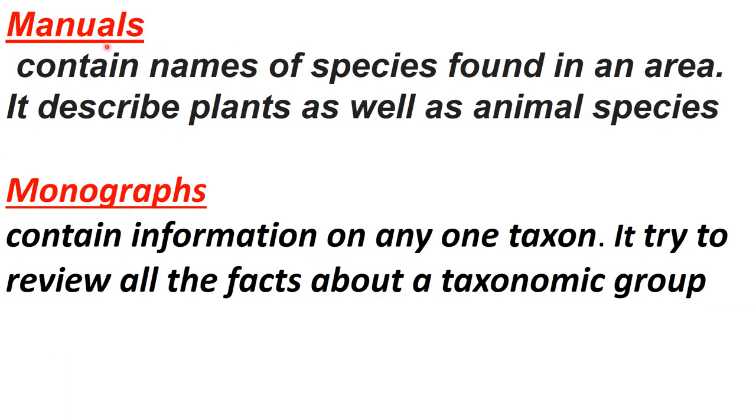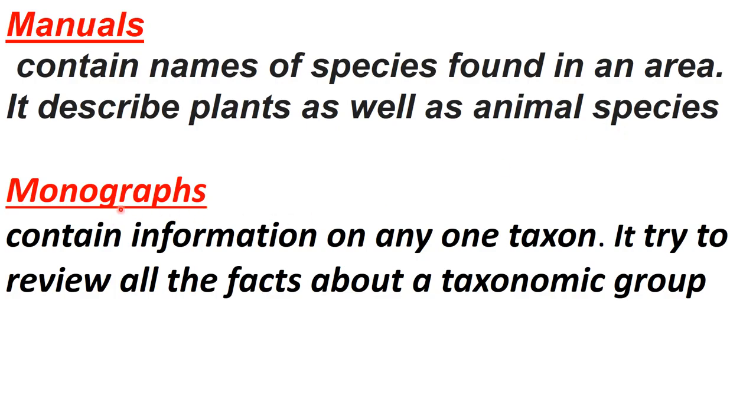Next taxonomical aid is manuals, and manuals contain names of species found in an area. How is it different from flora? Manuals describe plants as well as animal species. In flora there is a description of only plant species, but manuals describe plant as well as animal species. It is also like a document which tells every piece of information about the plant and animal species of any area.